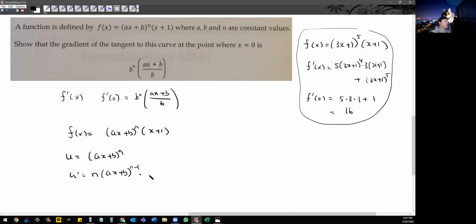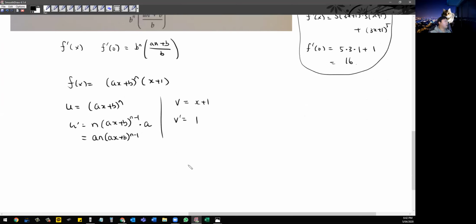And then you got to times by? A. Differentiation of the bracket, which is a, right? So if you simplify it, it's an bracket ax plus b to the power of n minus 1. Now you got to do v as well. V is x plus 1, right? You don't need any bracket, so it's just x plus 1. And then v dash is equal to just 1, right? So now time to do the f dash of x.